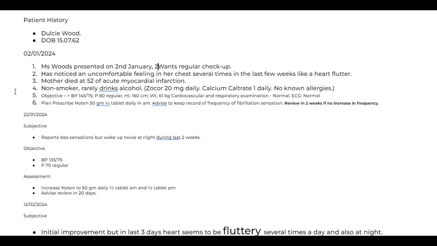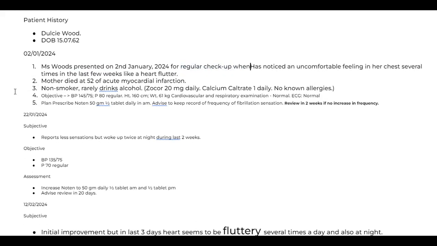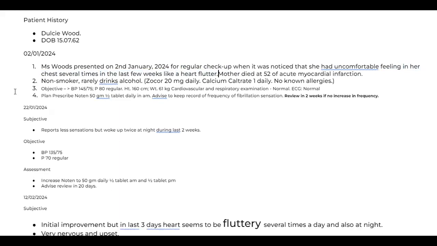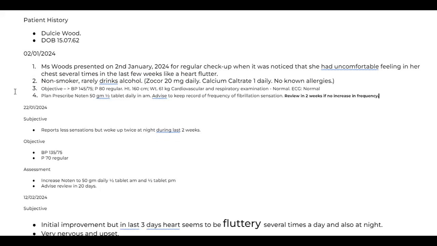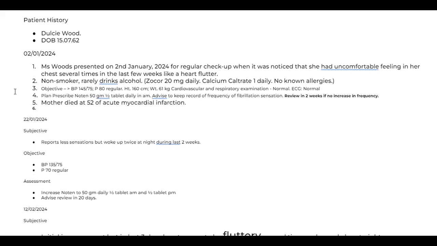Since it is the first time we are mentioning 2023, 24, for regular checkup. When it was noticed that she had an uncomfortable feeling in her chest several times in the last few weeks, like a heart flutter. This is the past medical history. We don't require this part now. So keep it there for some other time. I'm going to take it here and keep it for a later purpose. Past medical history will only come here.